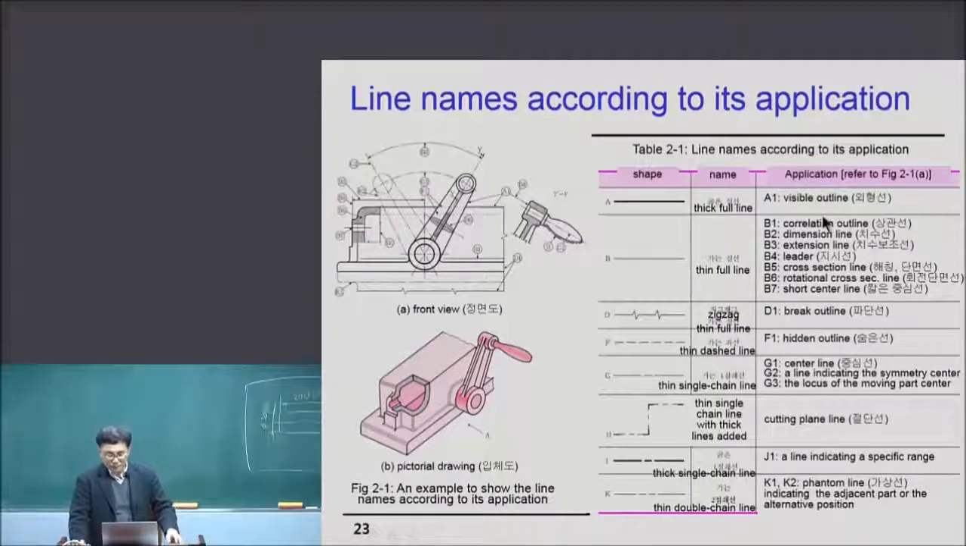I converted all the Korean line names into English letters, referring to the English textbook. So you may refer to the line names which you are going to use throughout these lectures, but you do not need to memorize all the names. You are going to memorize these line names naturally. All right? Okay.